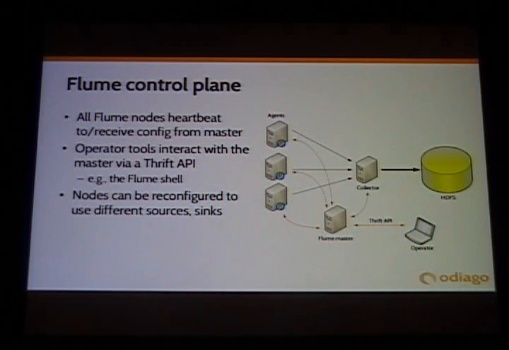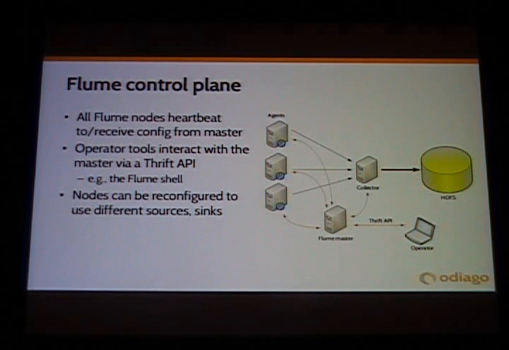And so the control plane is illustrated on this slide in orange. All of the machines send a heartbeat message back to the master every few seconds, indicating that they're still alive. And on the heartbeat response that the master sends back, it can also tell one of these machines to reconfigure itself with a different source and a different sink. This is in contrast to a system like, say, Scribe, where every machine is statically configured with a config file that was deployed via a system like, say, Puppet.